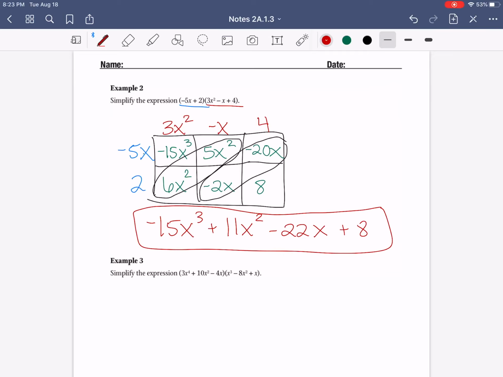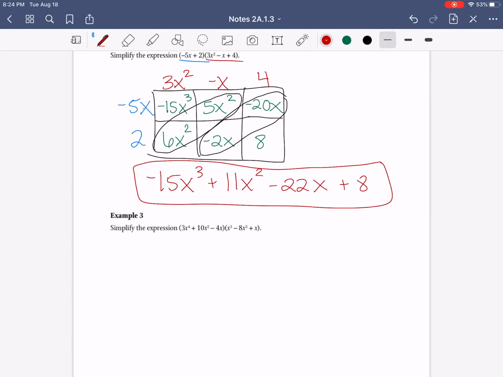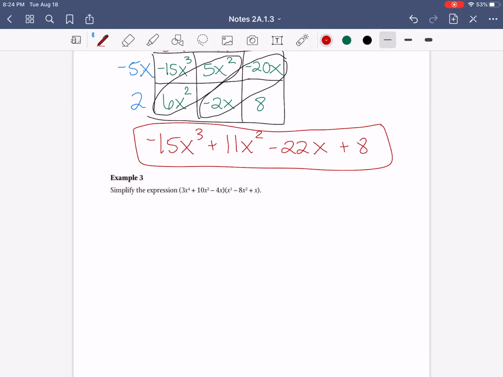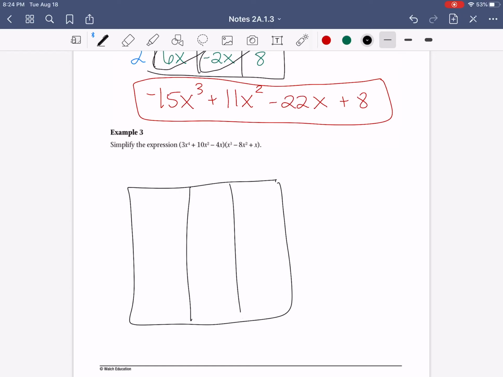So you make your boxes, and then you go ahead and do multiplication. You multiply coefficients, add exponents. All right. Next, last example says 3x to the fourth plus 10x squared minus 4x. That has 3 terms. And then x cubed minus 8x squared plus x has 3 terms as well. So we're going to need a 3 by 3. That means we're going to have 9 boxes total. Drew mine pretty big.